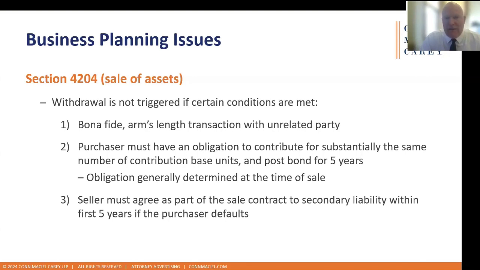The purchaser has to take on the obligation to contribute. So in the collective bargaining agreement, the seller has an obligation to contribute to the pension fund. That's the problem. And the purchaser must take on that same obligation. The statute says substantially the same number of contribution base units, meaning if you contribute so much per hour or per shift or per week, that's known as a contribution base unit. The purchaser has to take on that obligation as part of the sale of assets and be obliged thereafter to contribute for substantially the same number of units that the seller contributed for.